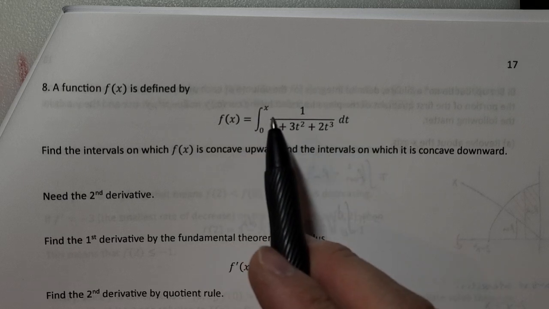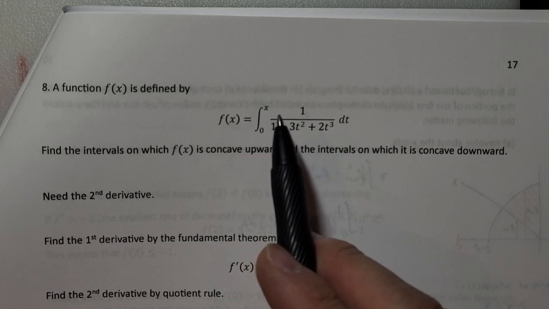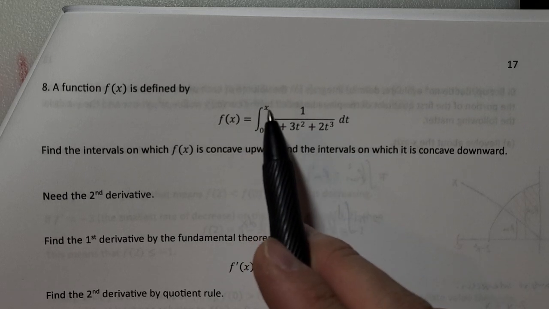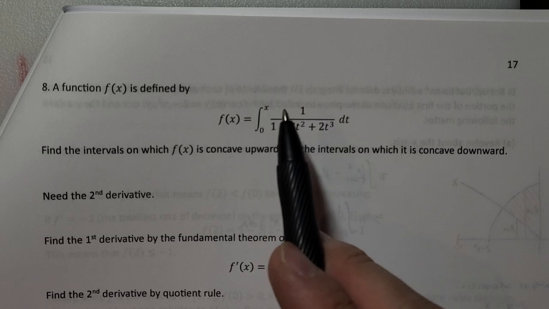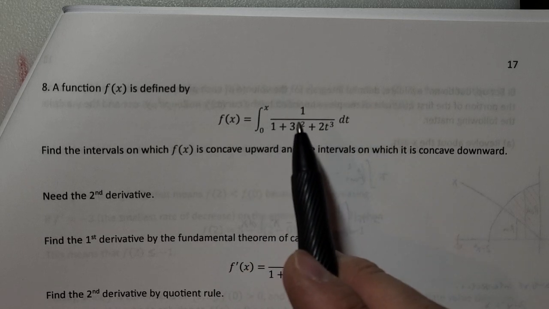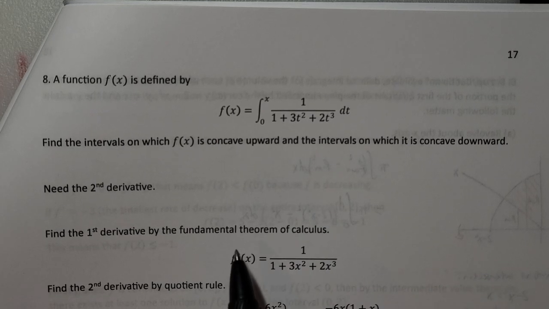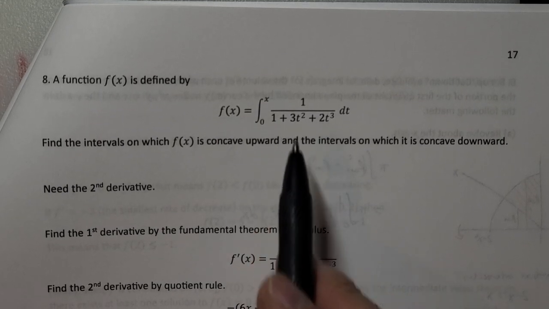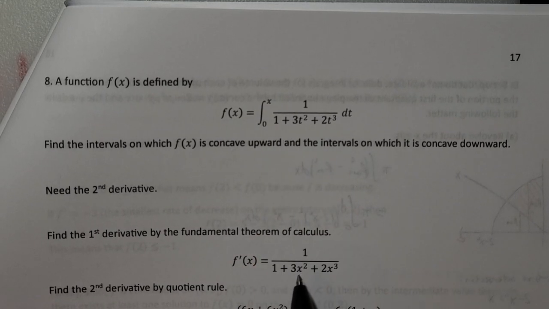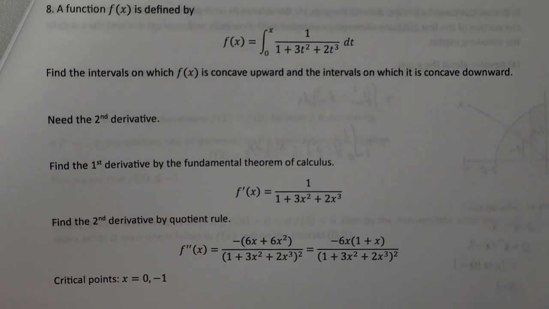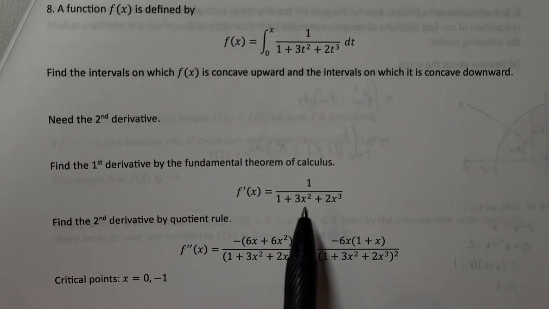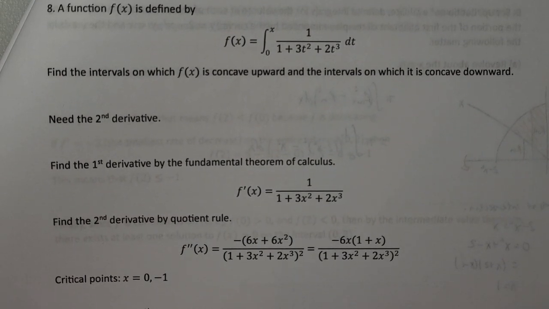If we differentiate it once, by the fundamental theorem of calculus, we plug in the upper bound, times the derivative of the upper bound, which is just 1, minus plug in the lower bound, times the derivative of the lower bound, the derivative of 0 is just 0. So f prime is we just plug in the upper bound as the variable of integration. For the second derivative, we need the quotient rule, or you can use the product rule, up to you.